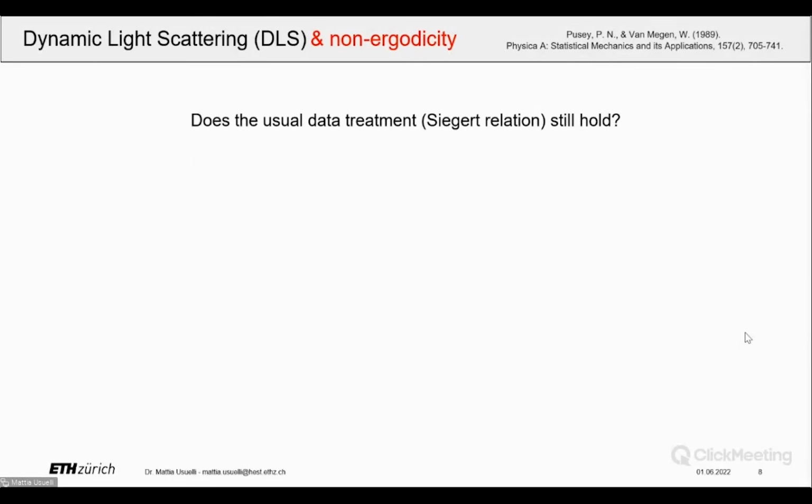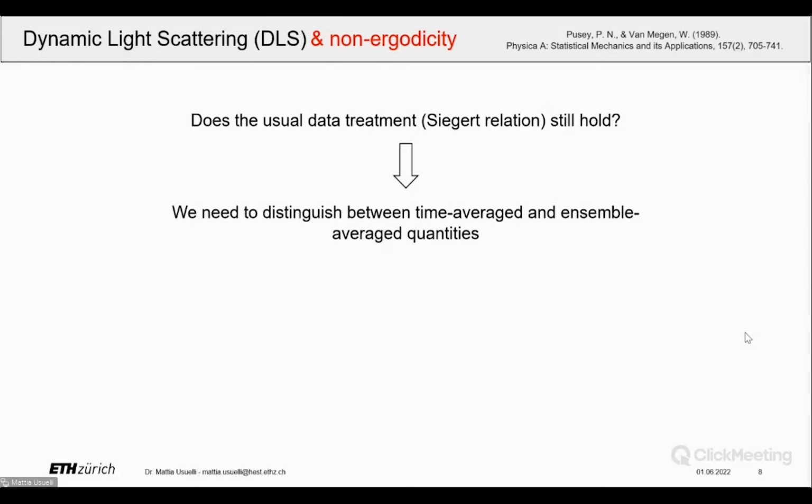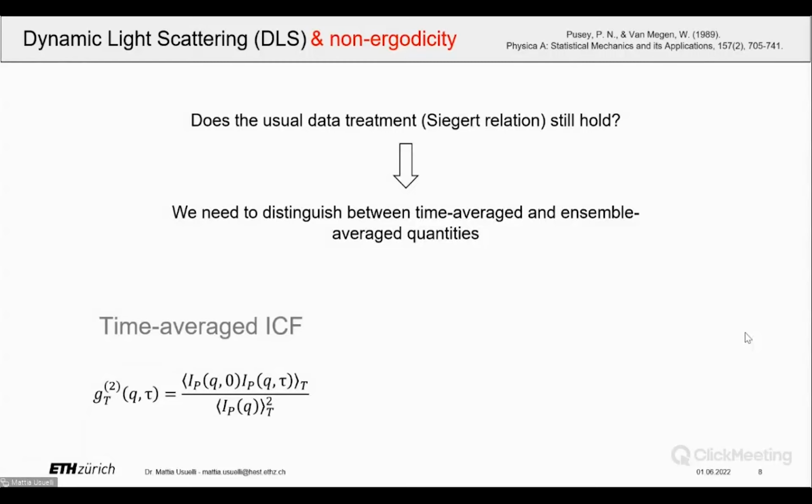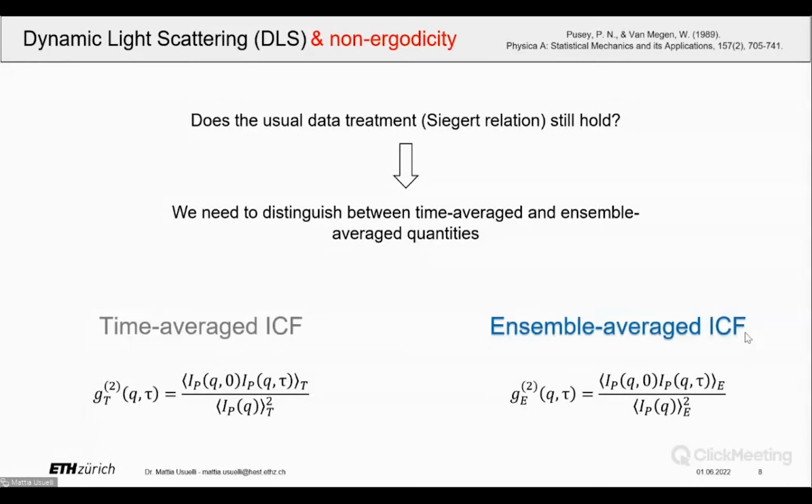So this is the question that we were wondering. Does the usual data treatment, the Siegert relation, still hold? Can we still divide the data by beta and then take the square root to have our intermediate scattering function? Actually, it's a bit tricky, because we mentioned before that time is not enough anymore to obtain ensemble average quantities. So at this stage, when we deal with non-ergodicity, we need to take into consideration both time average quantities, the time average intensity correlation function, and the ensemble average intensity correlation function.